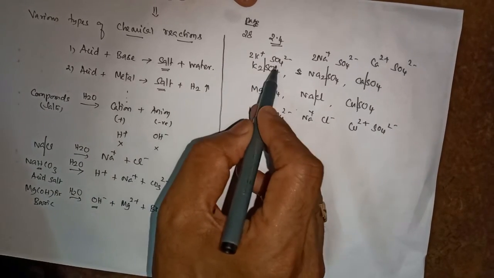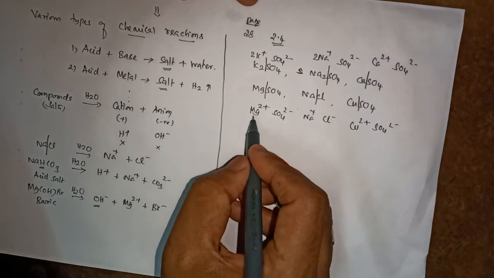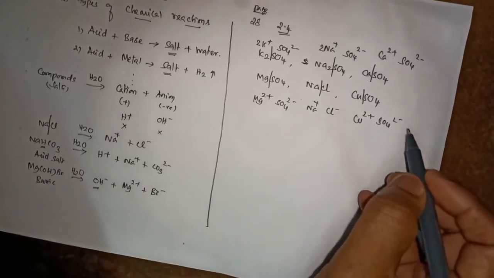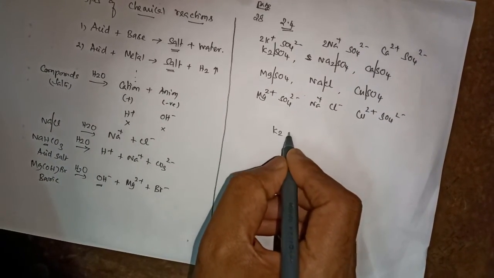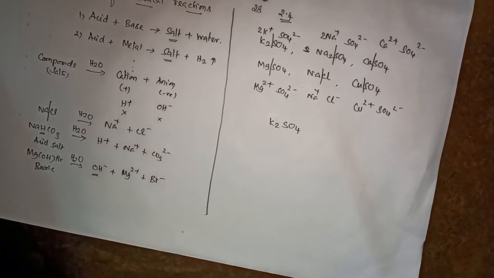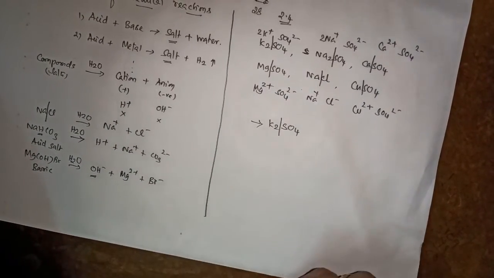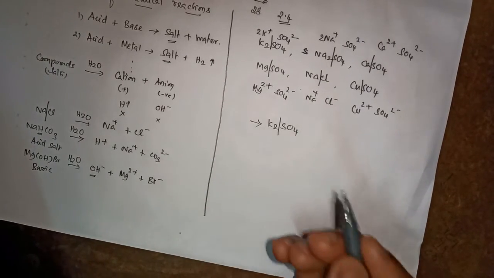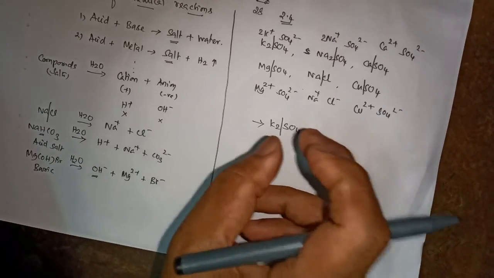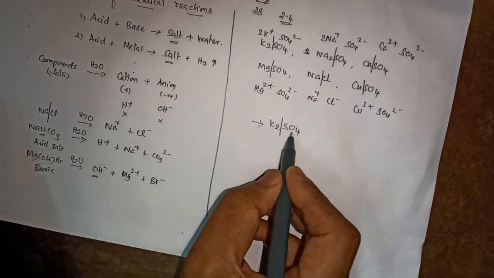It gives potassium ion and sulfate ion, sodium ion and sulfate ion, calcium ion and sulfate ion, magnesium ion and sulfate ion, sodium ion and chloride ion, copper 2 plus ion and sulfate ion. Suppose I take an example, potassium sulfate. Now if I want to know from what base and what acid this potassium sulfate is formed, because we say most commonly salts are formed by the reaction of acid and base. So it is obtained from what acid, what base.